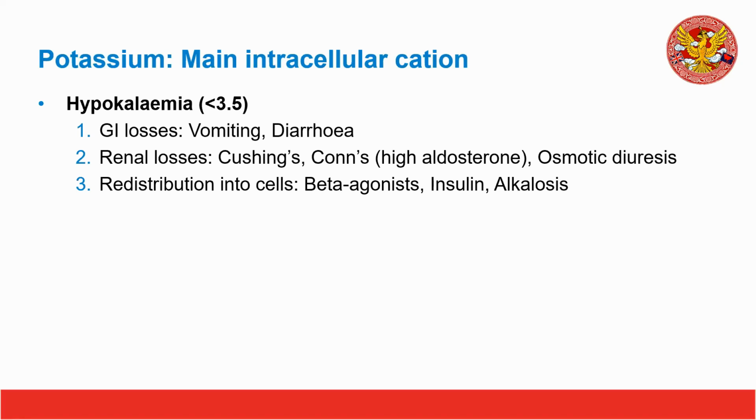Alkalosis in particular, what happens is that potassium goes into the cell, and hydrogen ions inside the cells come out to sort of balance the alkalosis. So these are things that can cause hypokalemia.